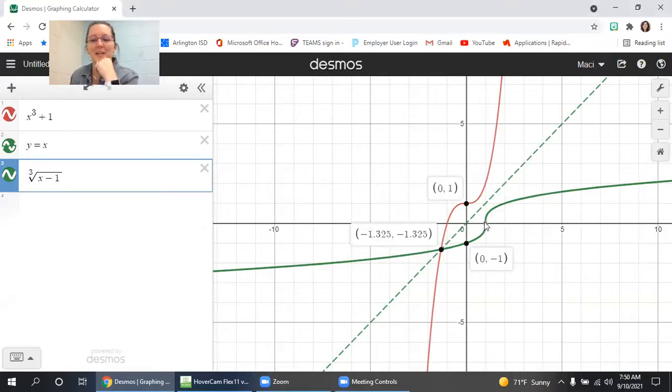So the domain is the range in the red function. Sorry about that. And the domain in the red function is the range. And you can see their reflection point here.